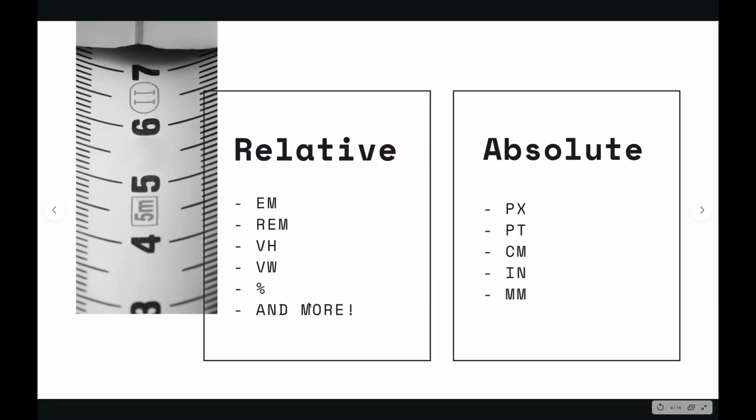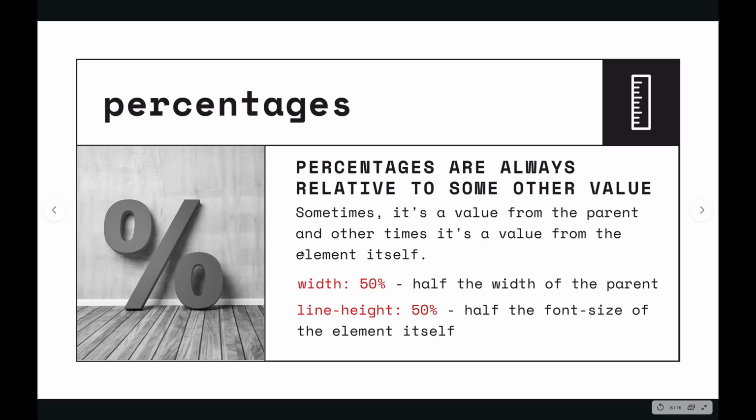So there are quite a few here. We're going to start off with percentages. So percentages are what they sound like. They are a relative unit where we can define some size or a length that is a percentage of some other value. What's mildly confusing is what that other value is. It depends on the particular property that we're trying to set.